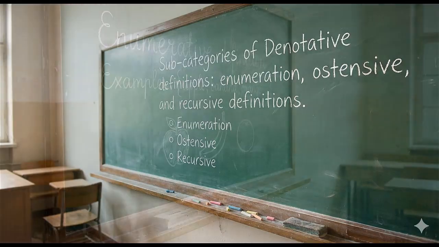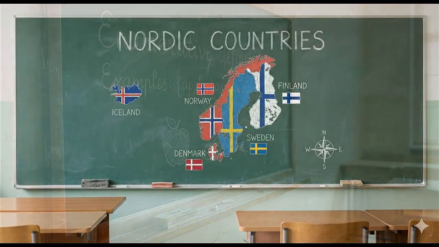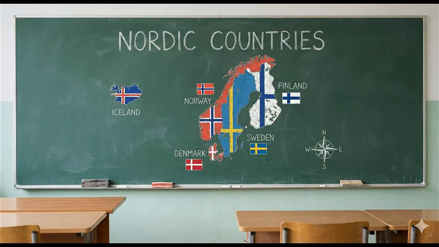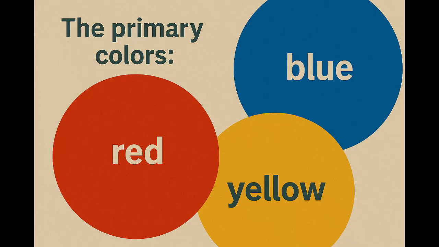Let's do enumerative first. When you provide an enumerative definition, you're defining a term by listing all its members or instances. For example, let's say you want to define the word Nordic countries. You could do so by listing the members that the term applies to. So you would say Sweden, Norway, Denmark, Finland, and Iceland. And if you want to define primary colors, you would say red, blue, and yellow.